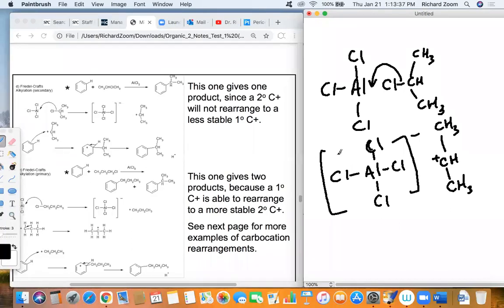So you'll also notice, and I'm just going to draw this first part of it here because it's the important part. But what you'll also notice is that the electrons from the double bond of the benzene ring are attacking this specific C that has the positive charge on it. So you can see that at the end, that's the C that ends up being connected to the benzene ring. And that's important as well. Does anybody have any questions?